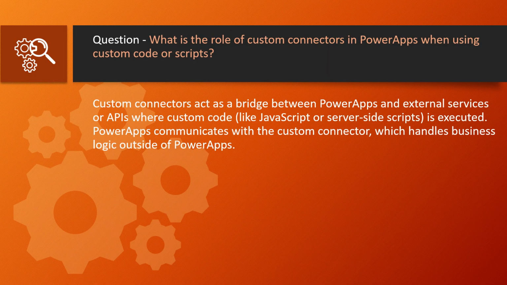What is the role of custom connectors in Power Apps when using custom code or JavaScript? Here the custom connector acts as a bridge between Power Apps and the external service, or we can say API, where the custom code is executed. In that API you can write the JavaScript or server-side script. Power Apps will communicate with the custom connector, and that will handle the business logic outside of Power Apps.